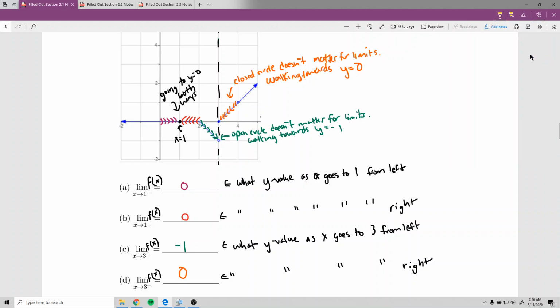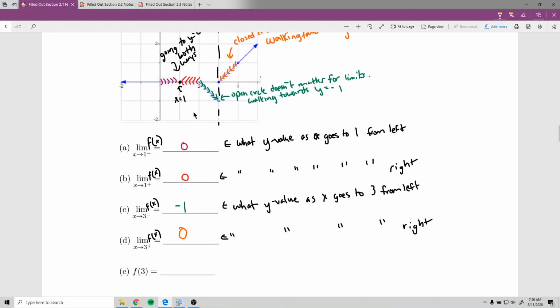And that's the idea with one-sided limits. Sure, the picture might look a little more complicated, but in this section, not so much. The next section, we'll see slightly more complicated things, and we'll talk about those. Now, for part E, f of 3 means what is the y value when x equals 3. This is not a new notation.